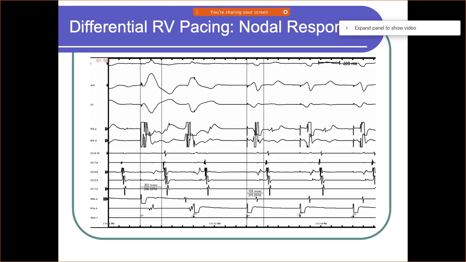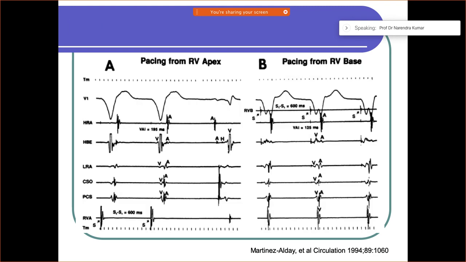What is happening over here, if you look carefully, is actually the schematic representation of the response to parahisian pacing between conduction over the AV node alone, conduction over an accessory pathway, and conduction over the AV node and the accessory pathway combined, in fact. This is what is called the nodal response. As I was telling you about pacing from the RV apex and pacing from the RV base, this was again a very beautiful paper with a beautiful summary as well. Here it is positive for the posteroseptal accessory pathway, in fact.